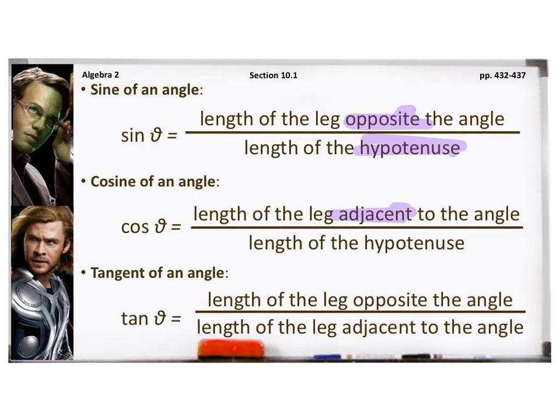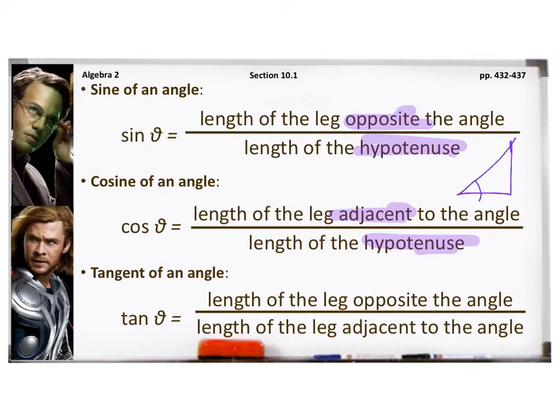Cosine is adjacent over hypotenuse, the length of the leg adjacent to the angle, right? So that means if I'm looking at this angle here, the leg adjacent would be this side. And this is really weird to do with highlighter. So let's do it with a line. Okay.